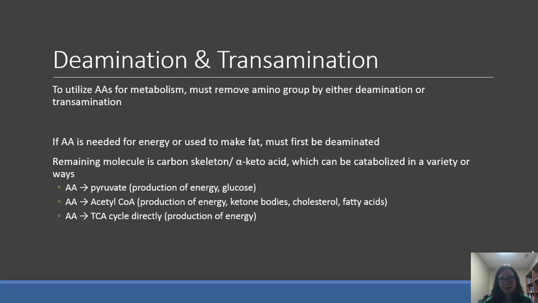And these carbon skeletons can be catalyzed in a variety of ways, which we touched on a little bit earlier. Some amino acids can be converted to pyruvate for energy production or for gluconeogenesis. Some are converted to acetyl-CoA for energy production, ketone body production, or synthesis of cholesterol and fatty acids. Or some products of amino acid degradation can enter the TCA cycle directly and therefore be utilized for energy.